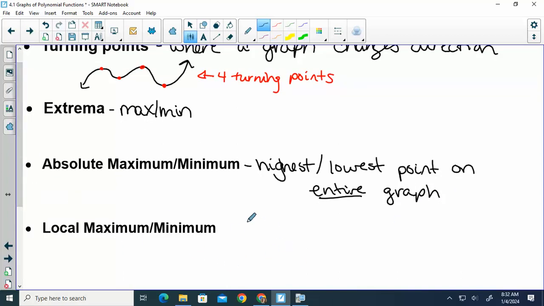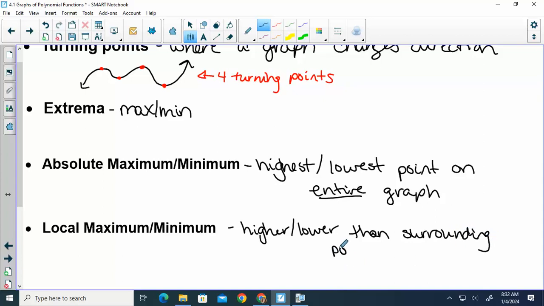A local max and min is just higher or lower than surrounding points. So there might be something higher on the graph itself, but just not around that point.